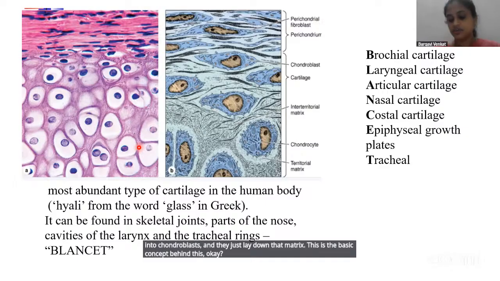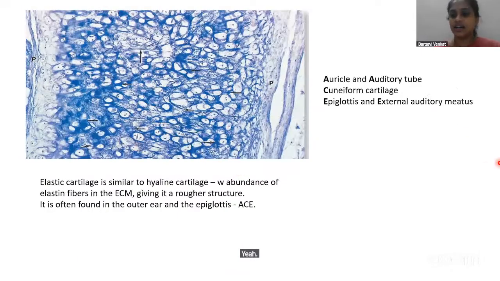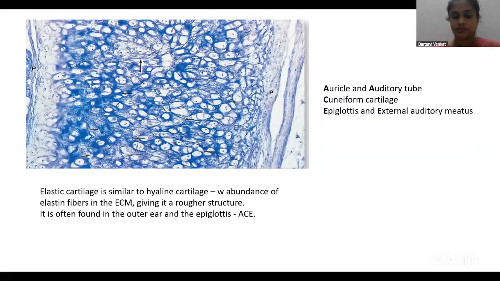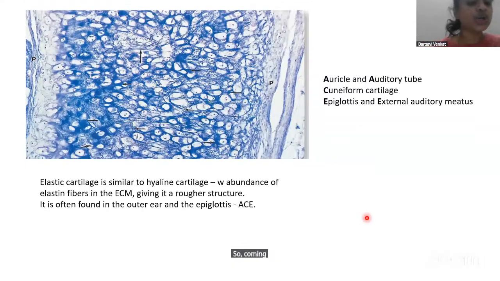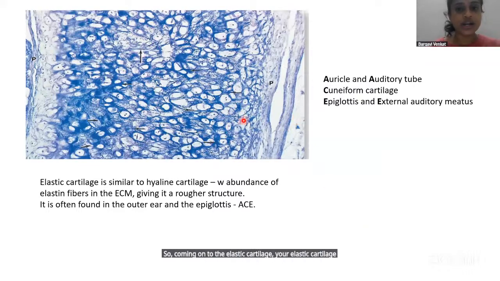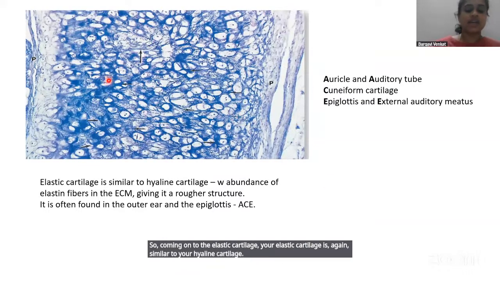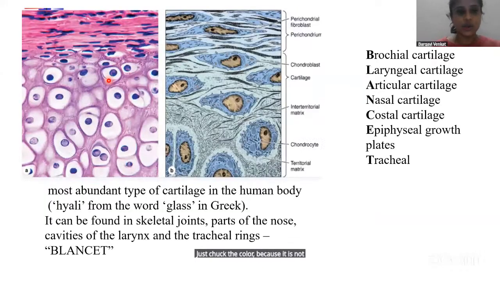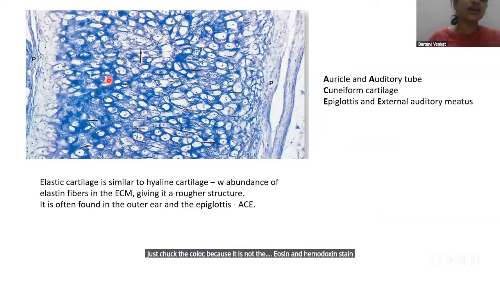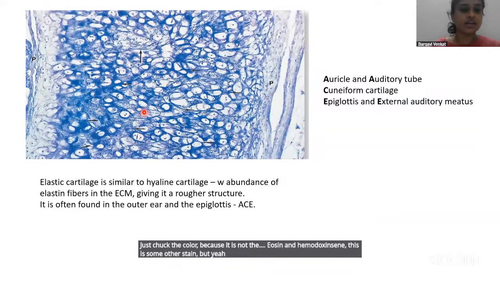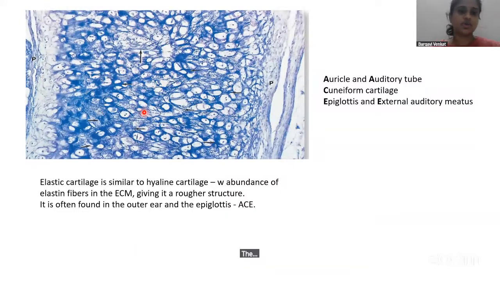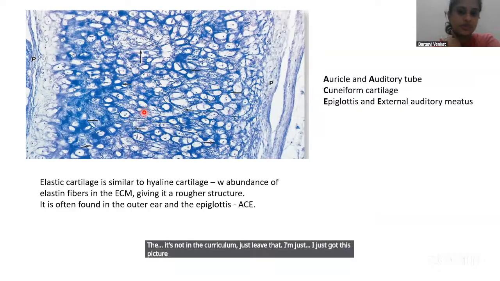Now moving on to elastic cartilage. Your elastic cartilage is again similar to your hyaline cartilage. Same as you see in the image. Just ignore the color because it is not the eosin and hematoxylin stain. This is some other stain, toluidine blue stain. It's not in the curriculum, just leave that. I just got this picture, so I'm just giving it.